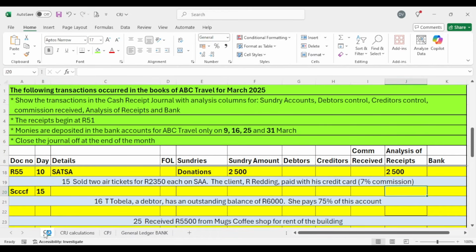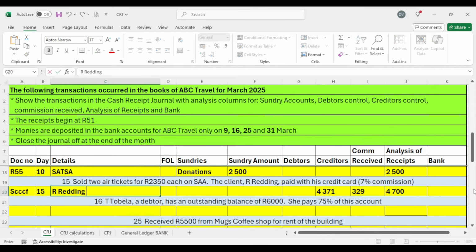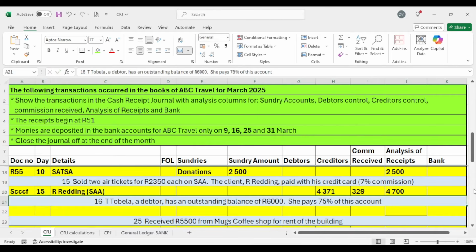Let's put it in our journal. Right, our full value, 4,700. What was it for? We know that 329 Rand was the commission, and the balance of 4,371 is due to the creditor. Always remember to show your details. Where did the money come from? It came from R Reading, and we put our creditor in brackets. Perfect.